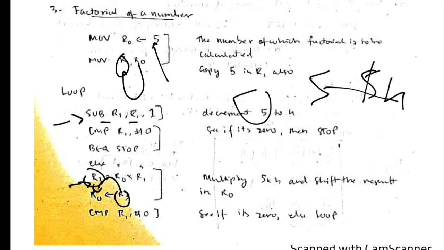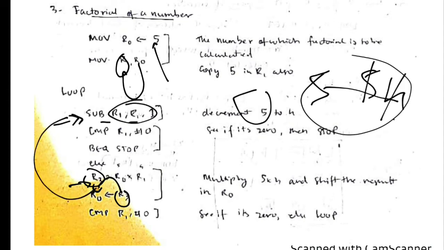So what does R0 have now? It has this multiplication value. Then we will again loop this and subtract 1 from R1. R1 had 4, now it will become 3. Then again we multiply 5 into 3 and store in R3. R3 will transfer to R0.